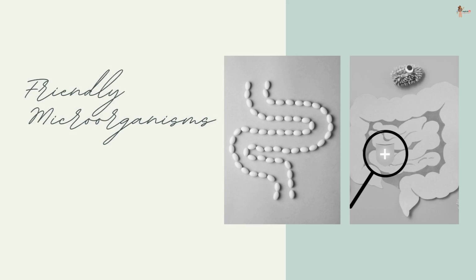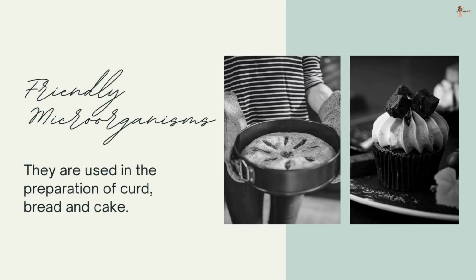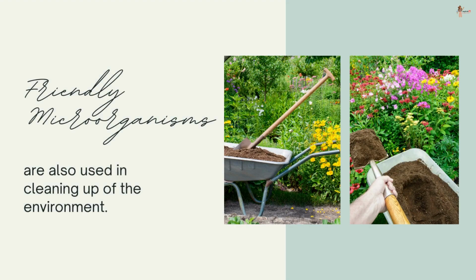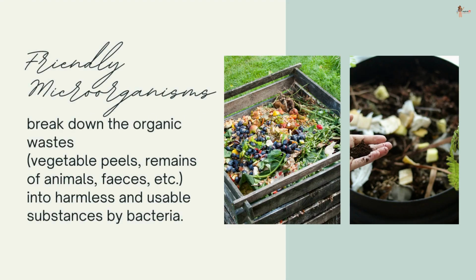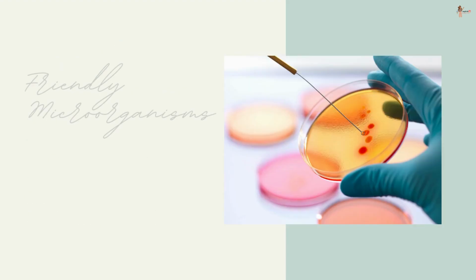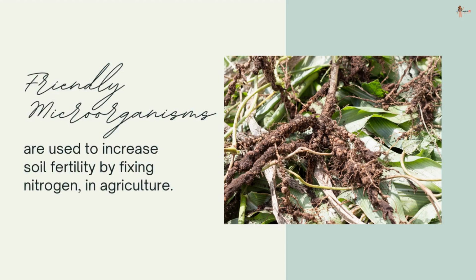Microorganisms are used for various purposes. They are used in the preparation of curd, bread, and cake. Microorganisms have been used for the production of alcohol since ages. They are also used in cleaning up of the environment. For example, organic waste like vegetable peels, remains of animals, and feces are broken down into harmless and usable substances by bacteria. Recall that bacteria are also used in the preparation of medicines. In agriculture, they are used to increase soil fertility by fixing nitrogen.